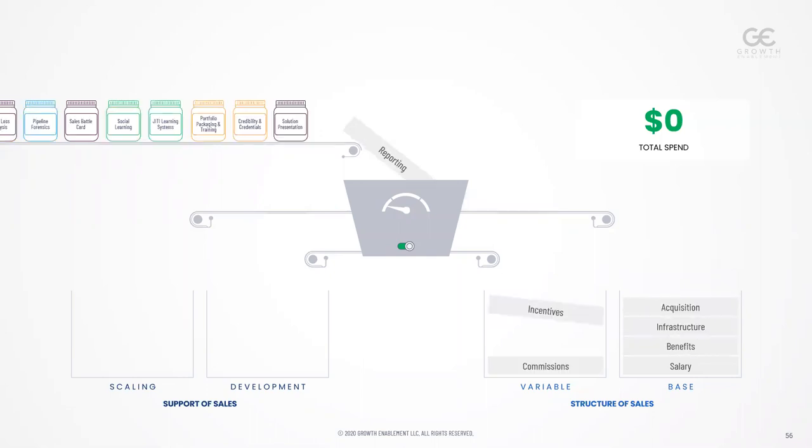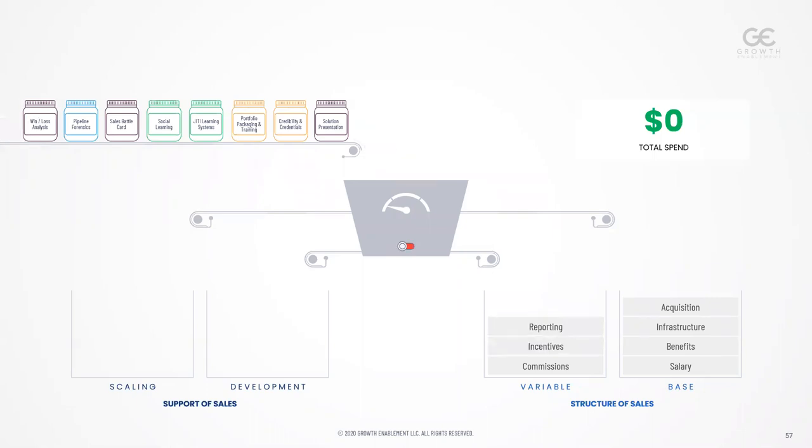Then there are variable costs. Each time you hire a salesperson, they consume resource. So they are definitely consumers of resource. They consume resource by commissions. Every time they sell something, you've got to pay extra. There are incentive programs that you put in place for salespeople. You want to send your best reps to Cancun. There are reporting costs that you overlay. And this is where things get interesting.